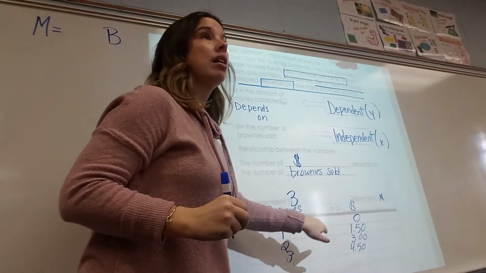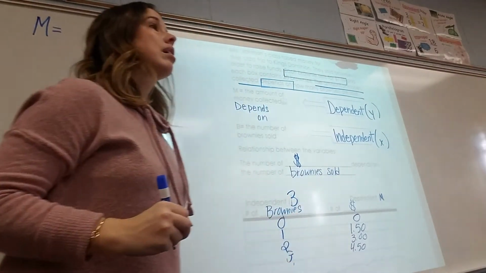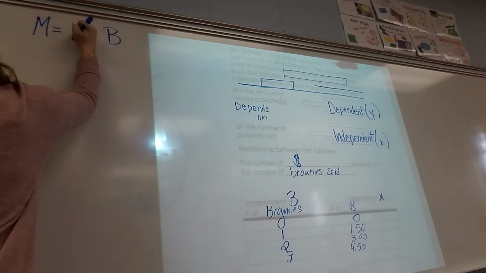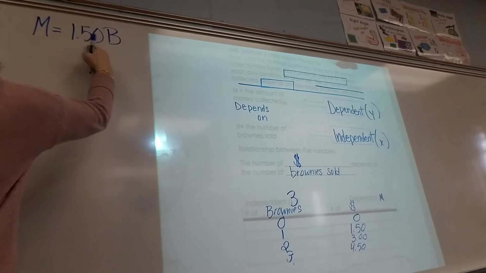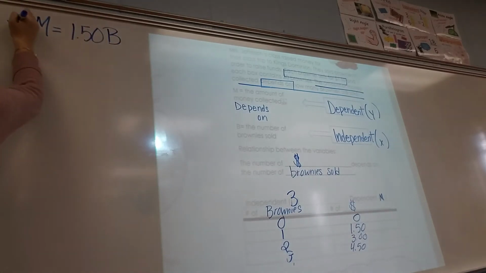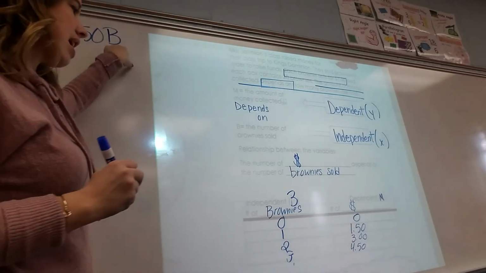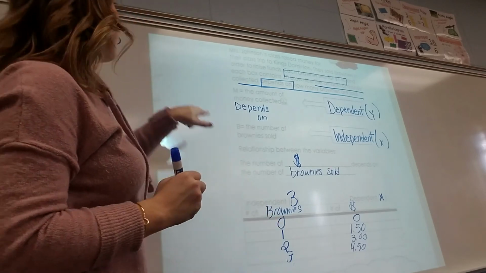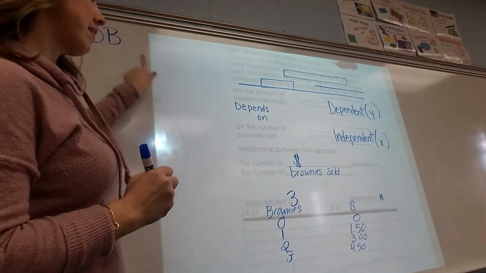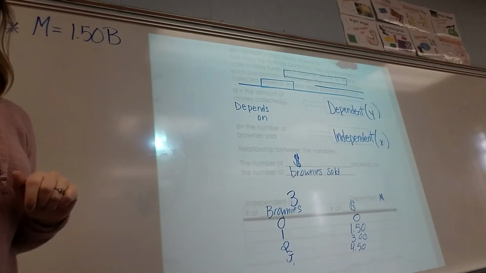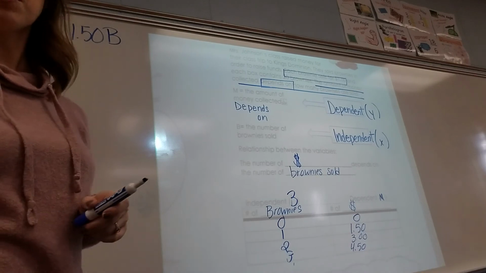How'd we go from here to here? Times 1.50. Times 1.50 each time, right? So you're going to take $1.50 times B. So here's your equation. M = 1.50 × B: the total amount of money collected equals $1.50 times the number of brownies that they sold. And you can check and see if it's right. Okay? If they sold 1 brownie, $1.50 times 1 is $1.50. 2 brownies, $1.50 times 2, $3. Make sense, guys? Okay, so let me stop this.